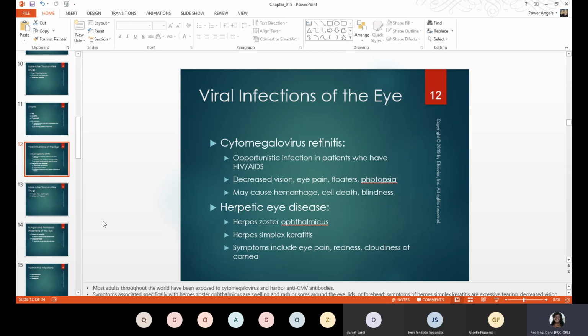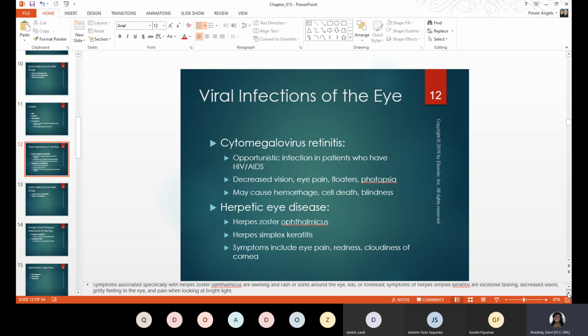Now, most adults throughout the world have been exposed to the cytomegalovirus, and could even harbor some anti-CMV antibodies. Now, the symptoms that are associated specifically with the herpes zoster ophthalmicus are swelling and rash, or somebody having sores around their eyes, lids, or their forehead. And some symptoms of the herpes simplex keratitis are excessive tearing, decreased vision, some gritty feeling in the eye, and then they can also experience pain when looking at a bright light.